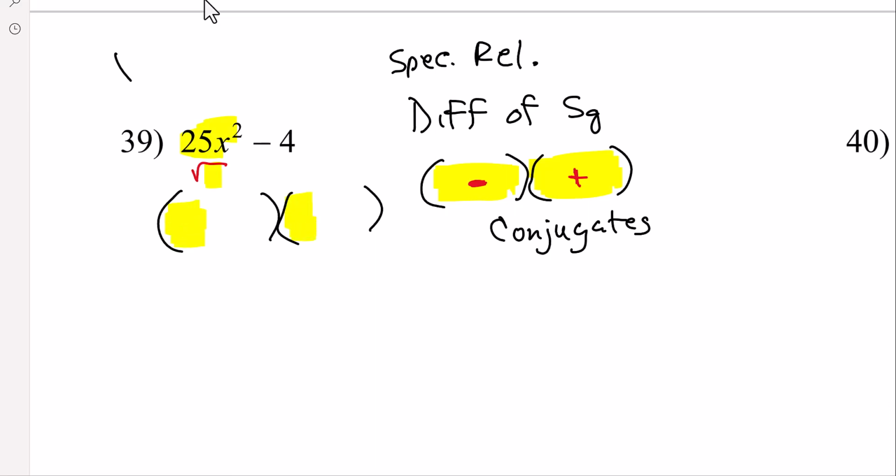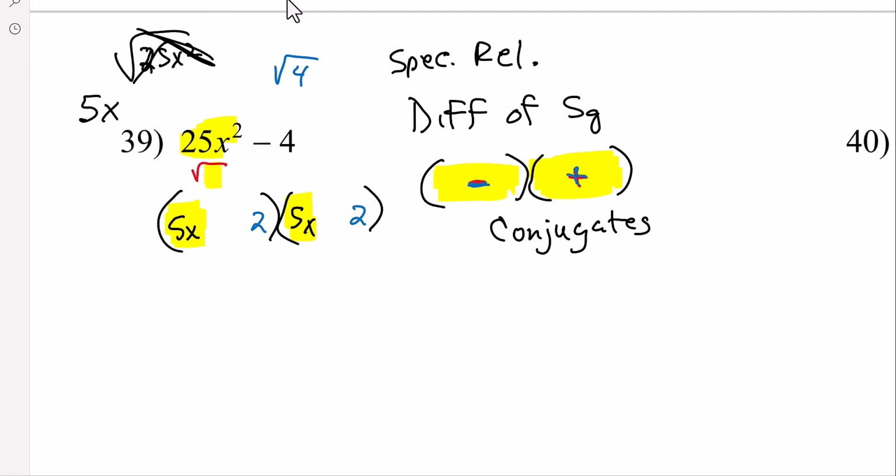Well, the square root of 25x squared, well, square root of 25 is 5. The square root of something squared, the square root cancels, leaving an x. So 5x. Then you take the square root of the second thing, and notice, the only difference is one will be subtract, one will be add, and these are called conjugates.